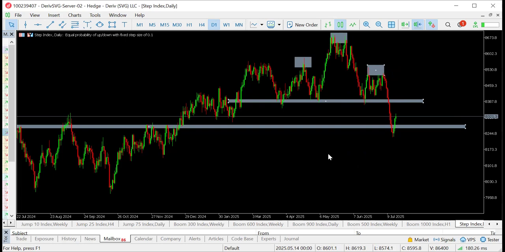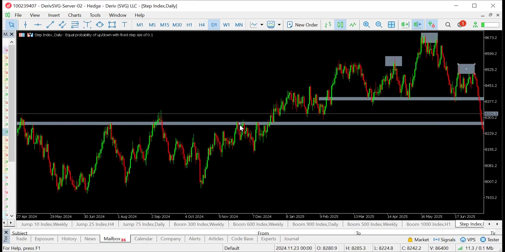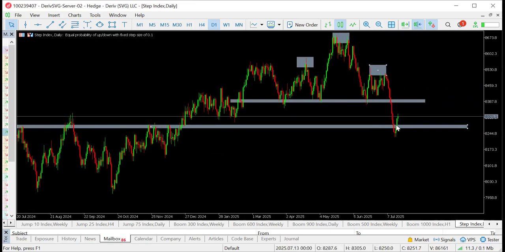Now, we already saw a change of character in the weekly time frame, and now we're spotting a head and shoulder pattern on the daily time frame. The only thing that's rejecting this head and shoulder pattern was the initial resistance from the weekly time frame, now acting as what? Support.